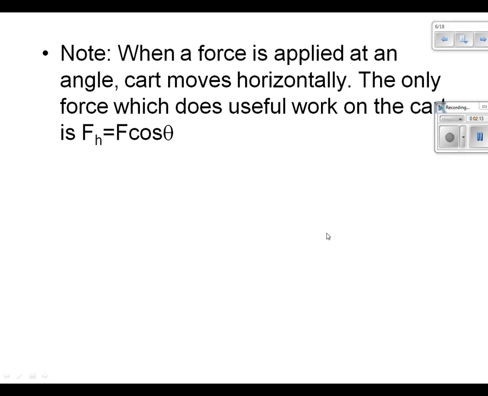Note, and this is not something we looked at yesterday, but you probably already knew it, but it wouldn't hurt to be reminded. When a force is applied at an angle, the cart moves horizontally. The only force which does useful work on the cart is F_H, or we are now calling it F_AX, the applied force X component. So in other words, when you've got something like this, the F_AX is what's important. That is the one that is doing the work.